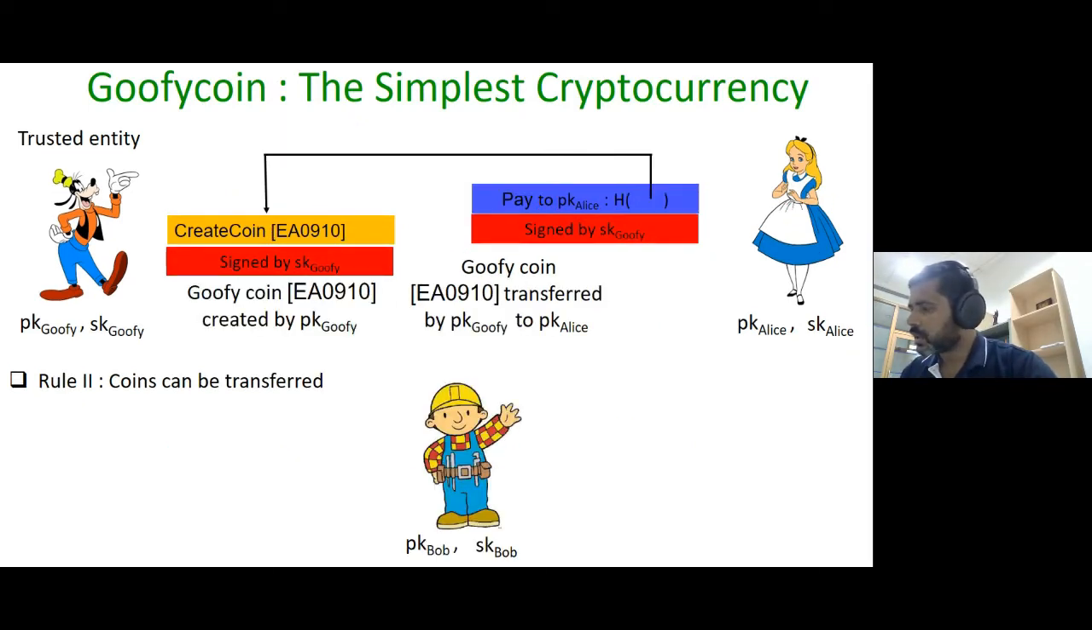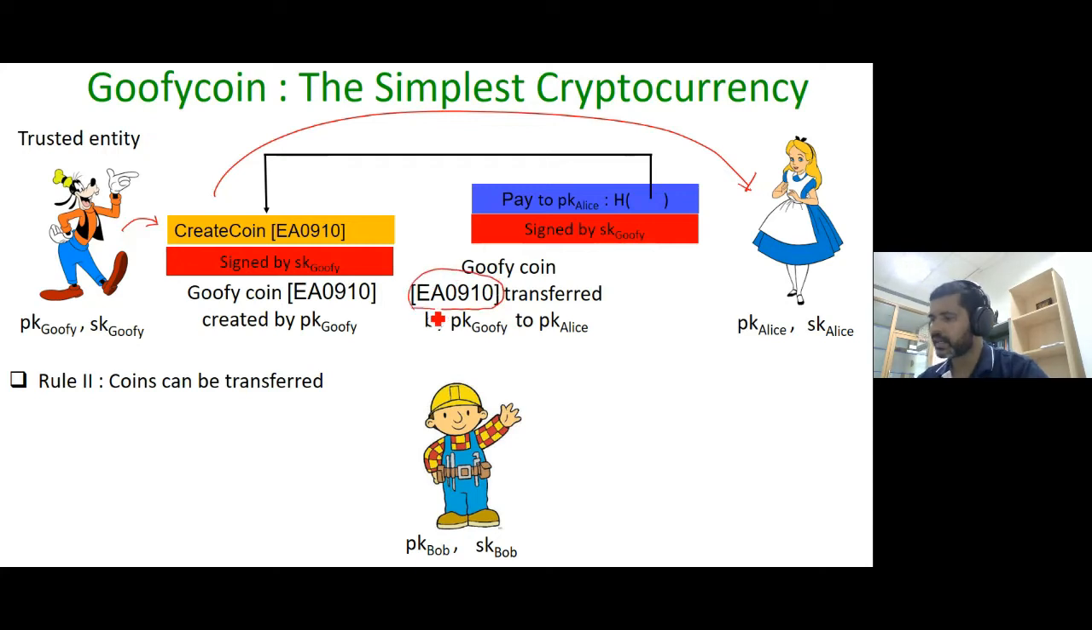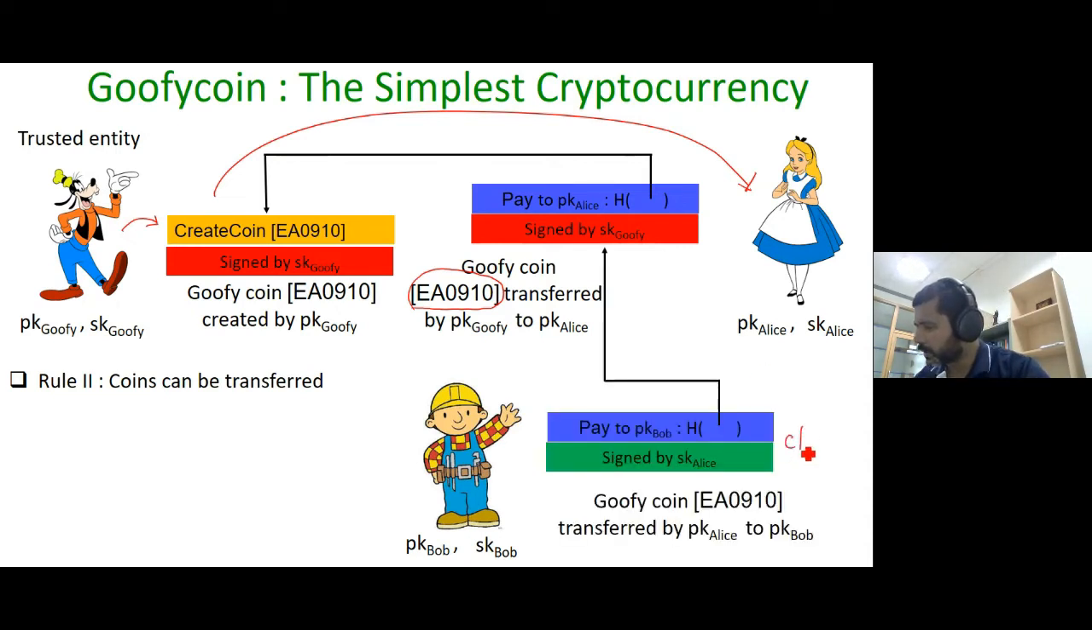Imagine Alice has already got this coin. So this coin was generated by Goofy and then it got transferred to Alice. And now suppose Alice wants to transfer this coin to another entity called Bob, whose account number Alice knows. Then it's Alice's turn now to issue a check or execute a pay transaction. And now you can see that this transaction will be signed by Alice because she is right now the owner of the money. And she will be specifying to whom she is actually planning to transfer this money. And she will refer to the money that she is consuming.